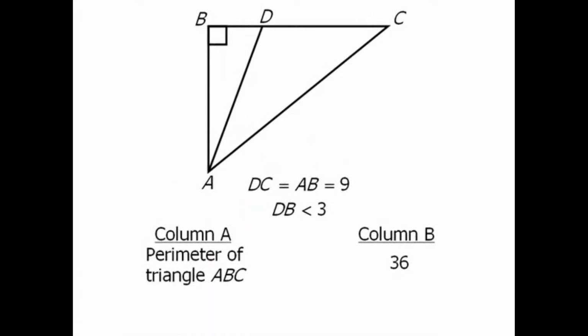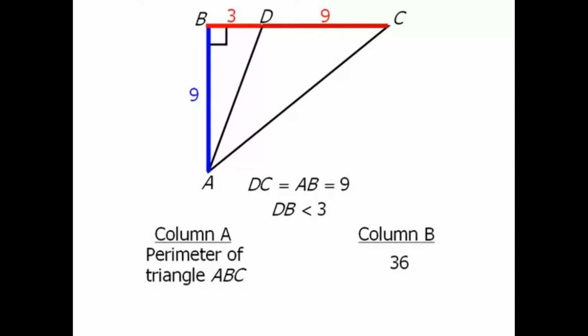All right, let's begin by labeling our diagram. The question tells us that DC and AB both have length 9. So we'll add that information here. The question also tells us that DB has a length less than 3. Let's see what happens if we make this length DB exactly 3.